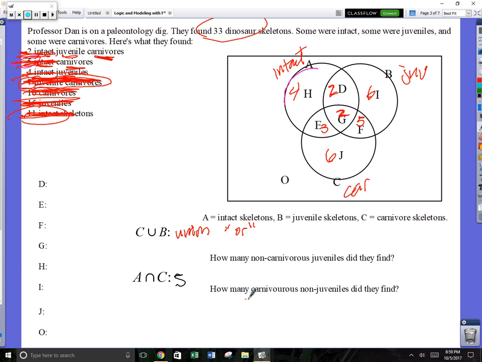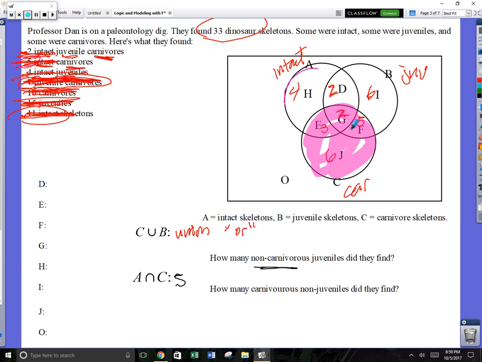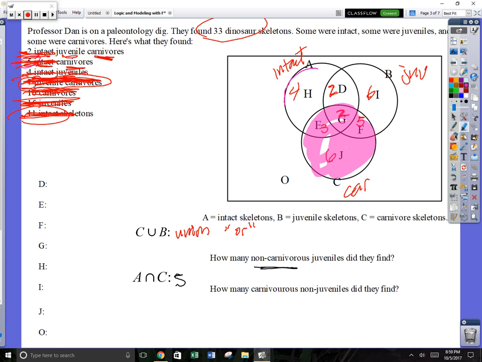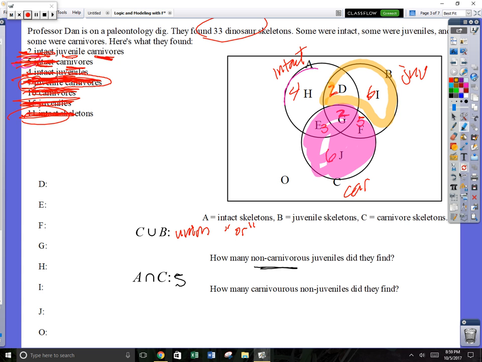Then, these 2 questions, how many non-carnivorous juveniles did they find? So they cannot be carnivorous. So that means they cannot live in set C. But they must be a juvenile, so they have to live in the juvenile set. So that leaves me with just these 2 regions, D and I. So 6 plus 2, so there's got to be 8 dinosaurs that were non-carnivorous, but they were juvenile.